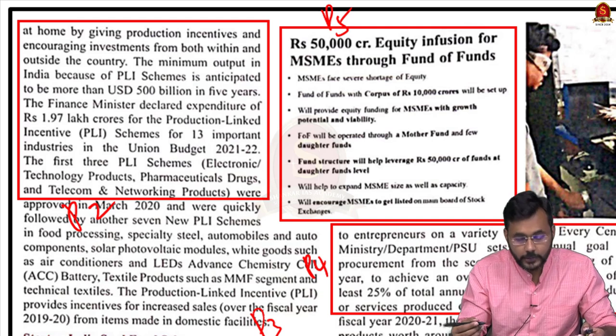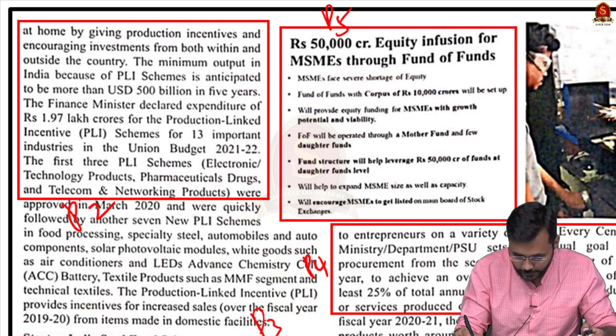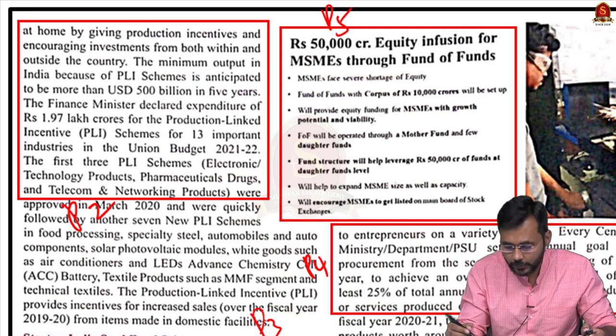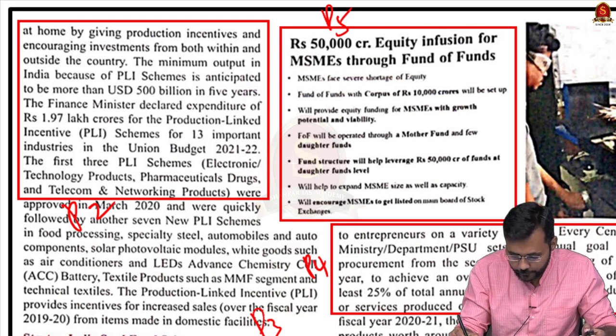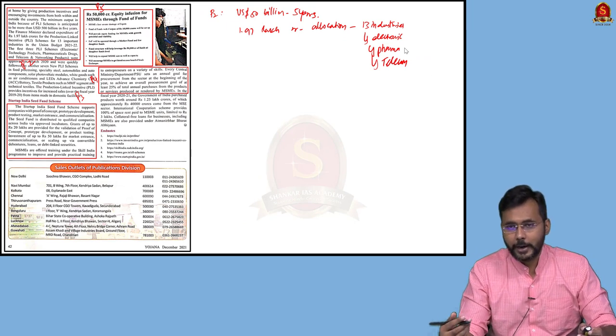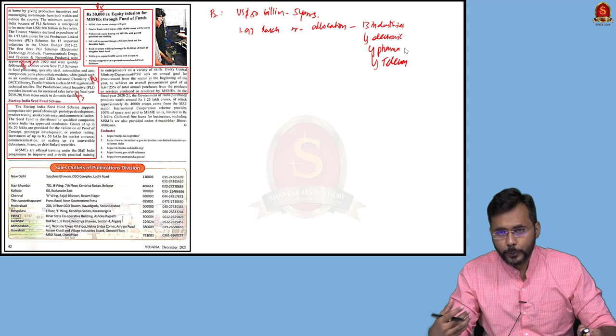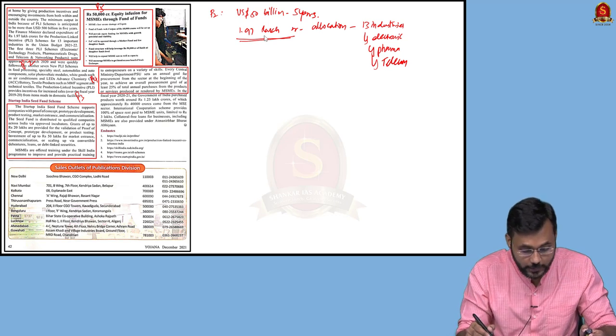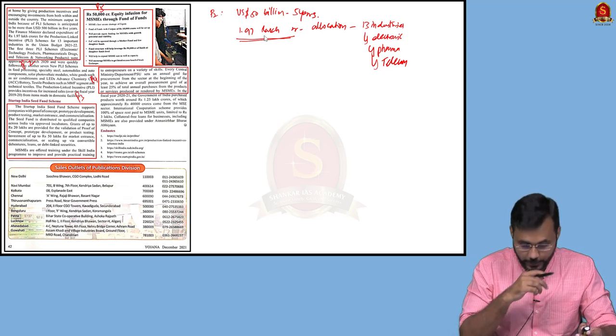So to incentivize manufacturing, they identified 13 industries for this. Some of these industries are electronics, pharmaceutical, telecom, networking. So these are the first identified industries where a manufacturer, if they are able to reach the targets and create the required job opportunities, is given incentives. And the money allocated in this budget is around 1.97 lakh crores, correct? So that's the information which we need to focus on.